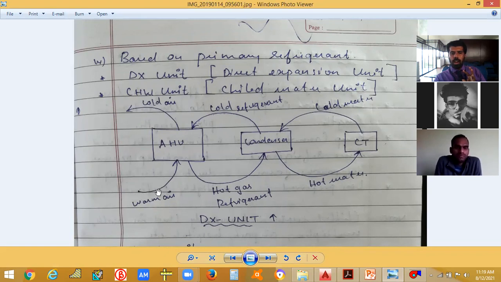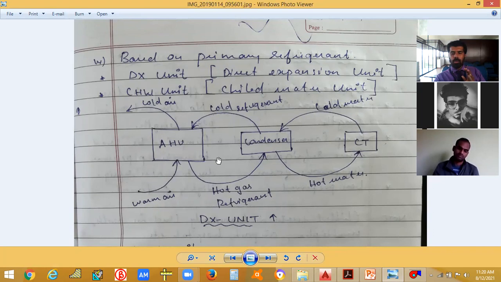So how is this warm air converted to cold air? It is converted by the help of a refrigerant flowing through the cooling coil inside the air handling unit. A cold refrigerant comes in contact with the warm air, and the heat of the warm air is absorbed by the cold refrigerant. So the cold refrigerant will be converted to hot gas refrigerant.